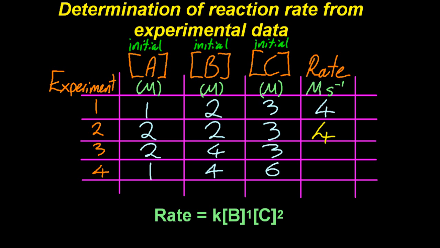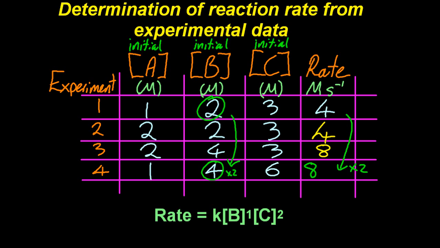So if I doubled B, and B is raised to the first power, that means my rate also has to be doubled. So my rate goes from 4 to 8. The final one's a little tricky because I've changed 2 of the concentrations. Looking at experiment 1 and 4, I've doubled B and I've doubled C. Well, we know the effect of doubling B is going to double the rate. So just accounting for B, my rate's going to go from 4 to 8.